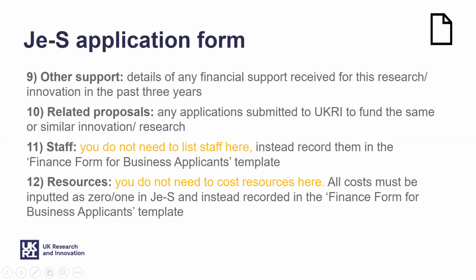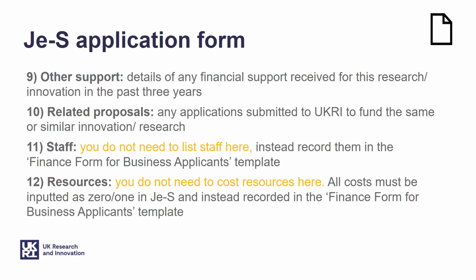Other support, so details of any financial support that you've received for this research and innovation in the past 3 years. And that just helps us show or understand if it's been supported before. You can use it to demonstrate that you've already received funding to build this in the earliest stages, and now you wish to take this to the next level through this funding, etc. And related proposals. So this only needs to be filled in if you've already submitted to UKRI to fund the same or similar research and innovation. If you haven't, then you can leave that bit blank.